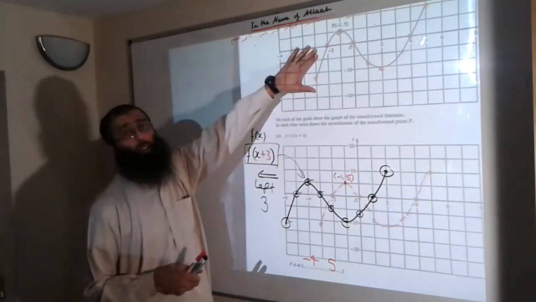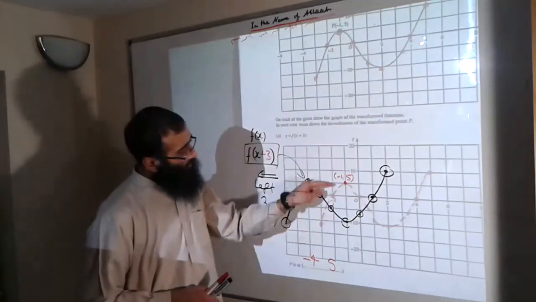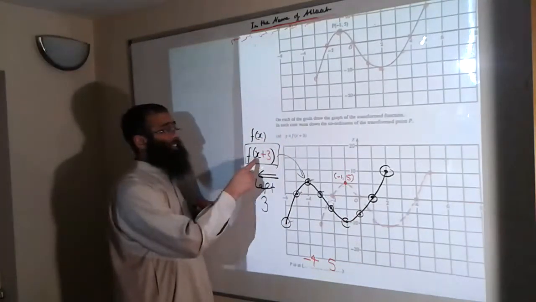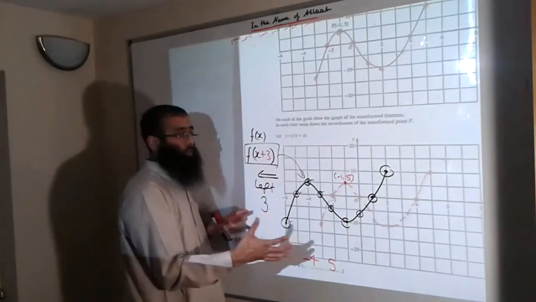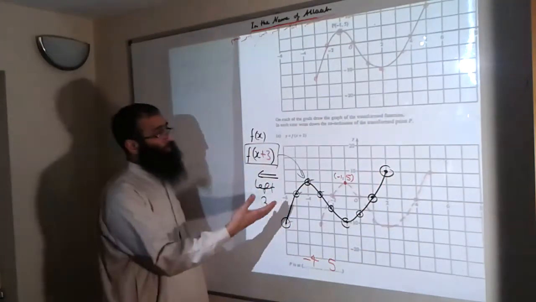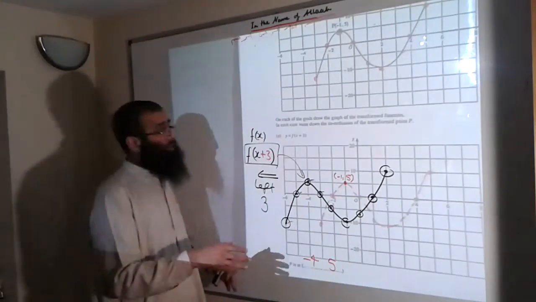Okay, folks, that's f of x, this one here, which is copied here in dotted red. And then we apply the transformation f of x plus 3 inside the function, which grabs the whole function and translates it 3 places to the left. Okay, that's the end of the first part. There's 2 more parts. So I'm going to rub this off. I'm going to move to the second part.